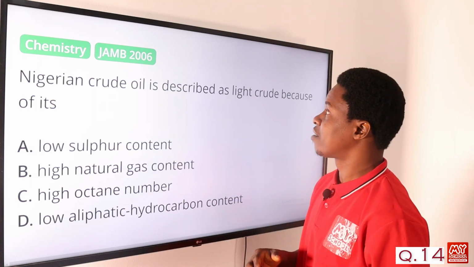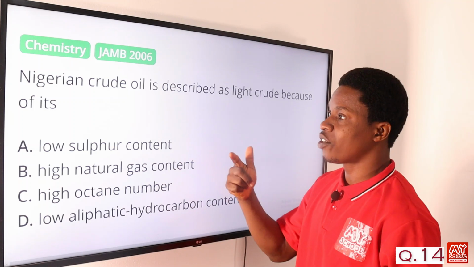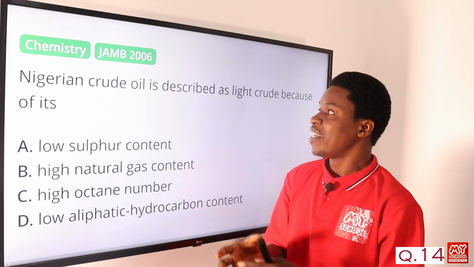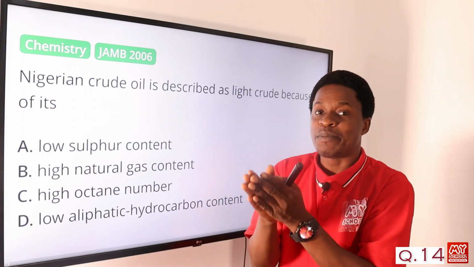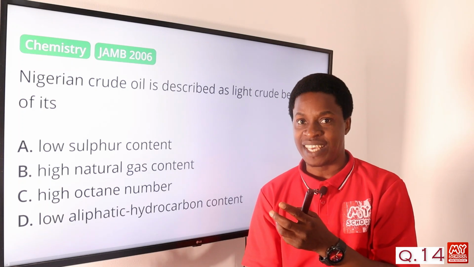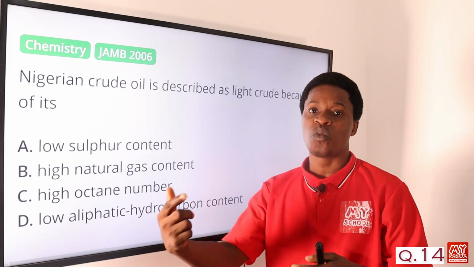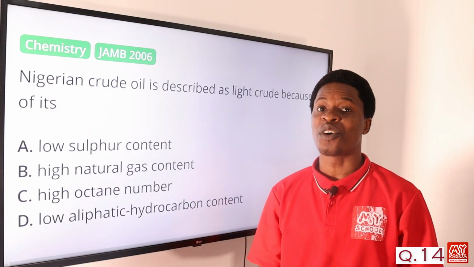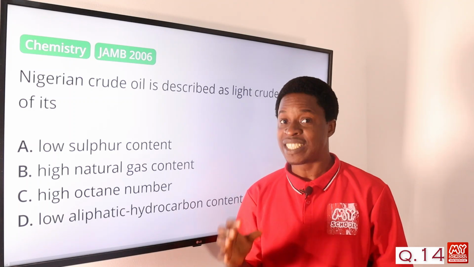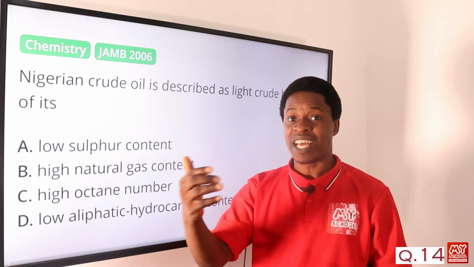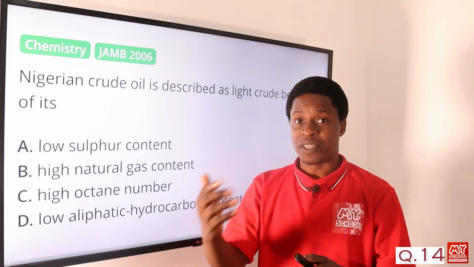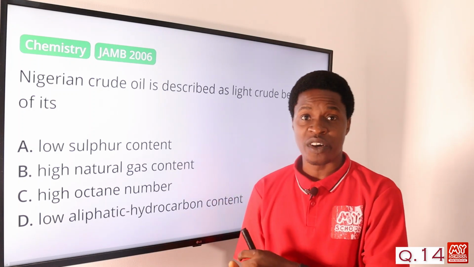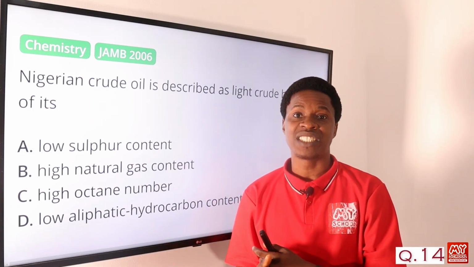Nigerian crude oil is described as light crude because of its what? When we talk about something being light, it talks about what? The density. If we are describing it as light crude, it means that it has a low density. Not just low density, it also has a low sulfur content. We are so rich that the crude oil, or the petroleum we use, actually has a low content of sulfur in it. In fact, that kind of oil, we call it sweet oil.